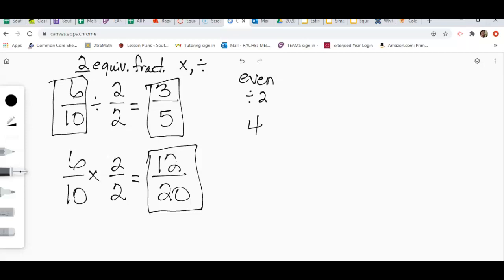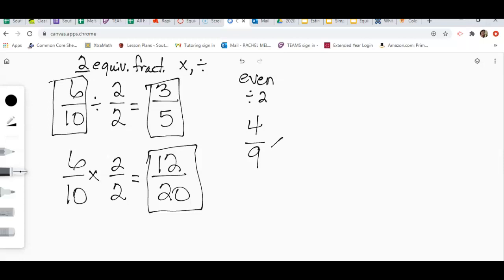Let's try 4/9. Now, I'm looking at 4, and I know 4 can be divided by 2 and 4. And I know 9 can be divided by 3 and 9, but neither one of those is a common factor. So I'm not going to be able to divide this one.